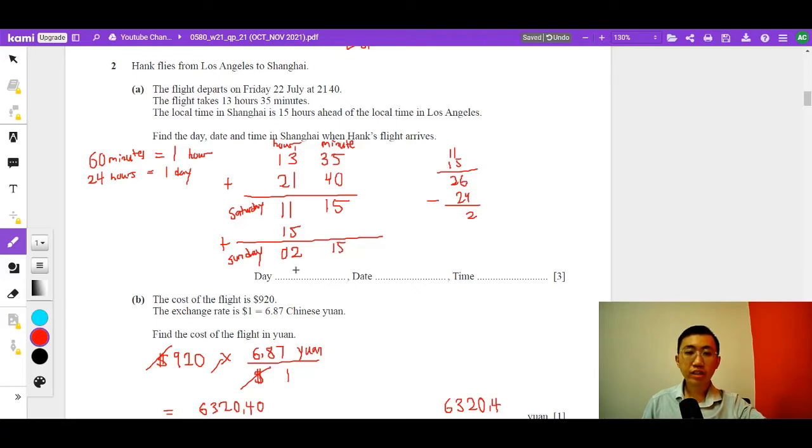So let's write the final answer. Day will be a Sunday. Your date is 2 days later. We were traveling from Friday, now change to Sunday. So add 2 more days, it will be 24th July. And your time will be 0215. 0215. That means 2:15 a.m. Okay, so that's how you do question 2.